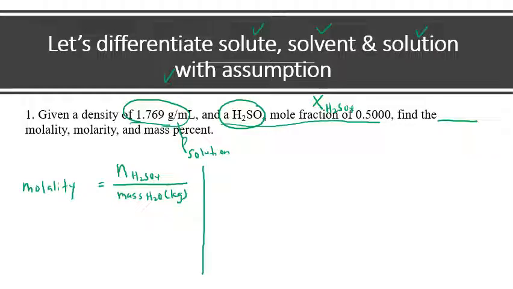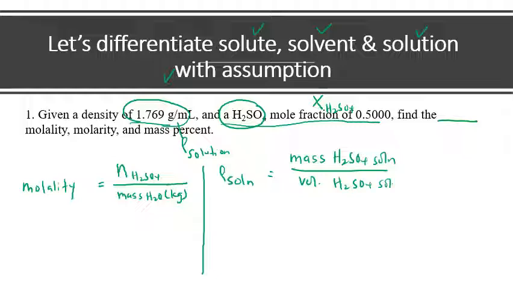Next, we will expand the formula of the density of the solution, which equals mass of H2SO4 solution over volume of H2SO4 solution. So in this case, we only have the density, gram per mole, and we have no idea about the mass of solution and also the volume of solution. If this is the case, it means that we cannot use this formula to help us get any information yet. So we proceed to another, which is the mole fraction.